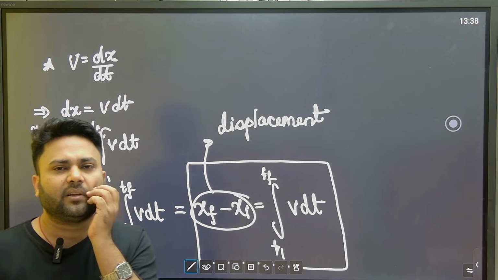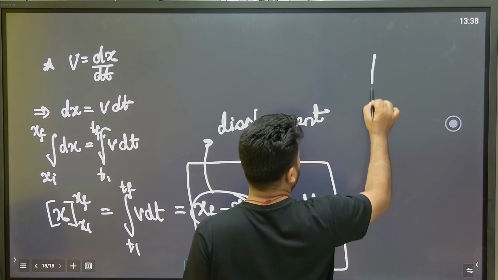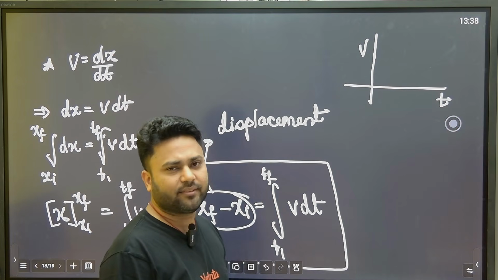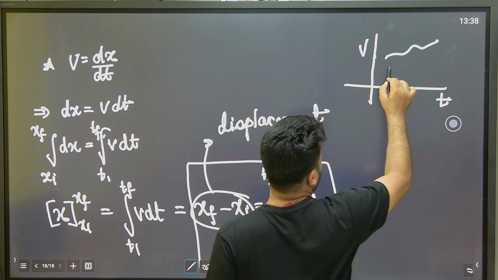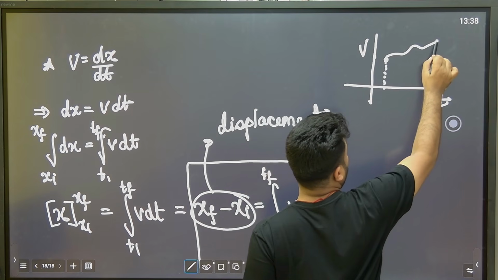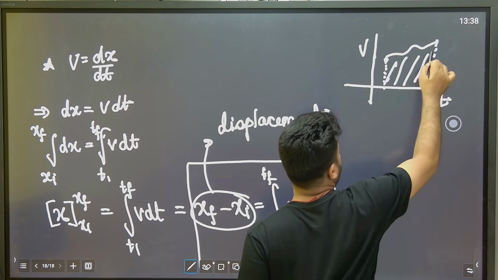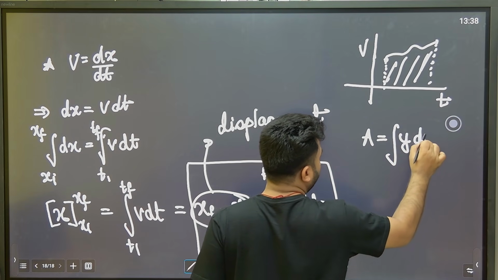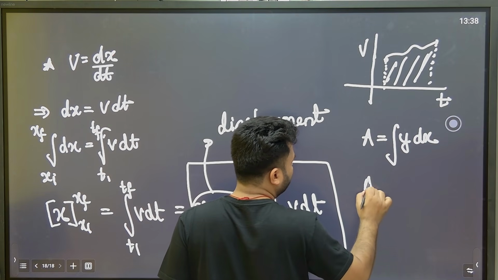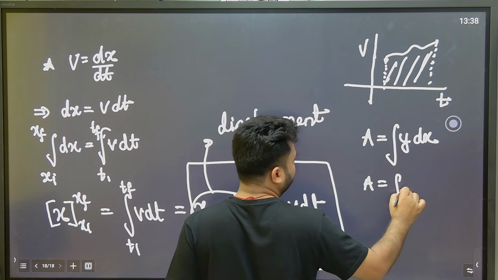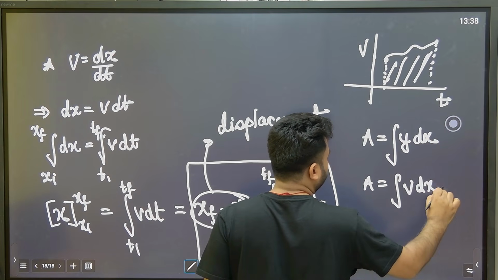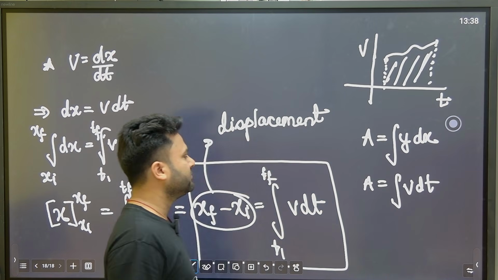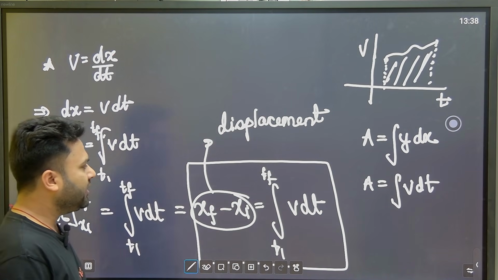Integration of v dt. Achha, you tell me, I told in basics that if we have a v versus t graph like this, and I ask what is the area under the graph, area under the graph is integration of y dx. So if we have v versus t, what do we write? In the y axis it's v, in the x axis we have t, so integration of v dt. Correct.